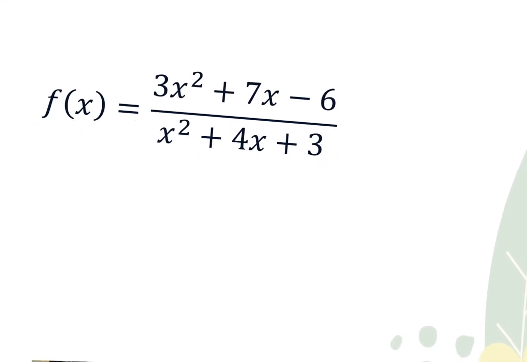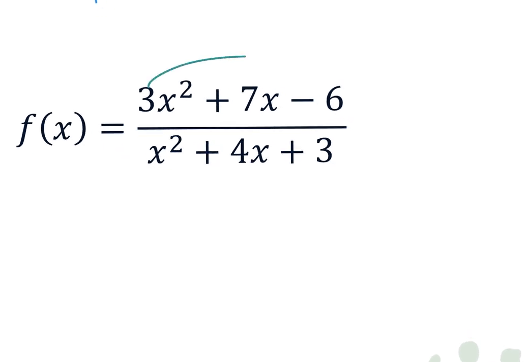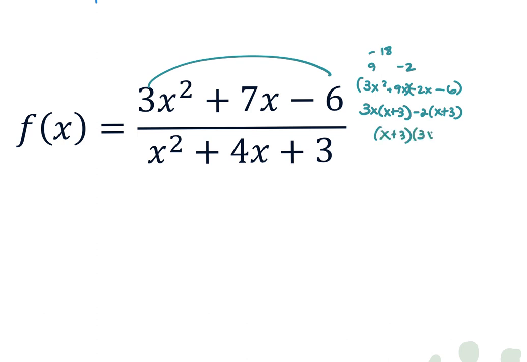All right, how many of you did first and last to factor the numerator? If I do first times last, I get -18. Factors of -18 that sum to 7 are +9 and -2. Put those in place of your middle term and then factor by grouping. I can take out a 3x and I get x plus 3. I can take out a -2 and I get x plus 3. So that's your numerator: (x plus 3)(3x minus 2). And my denominator would be (x plus 1)(x plus 3).